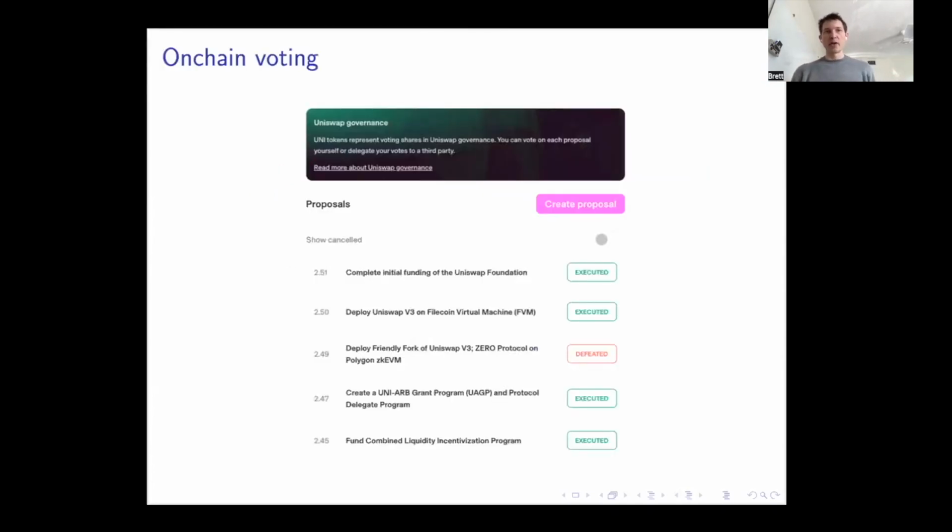So the kind of voting that I'm talking about here is voting for platform governance. Here's a screenshot of some recent Uniswap votes: should you deploy Uniswap version 3 on the Filecoin virtual machine, or things like this, right? So you can imagine these kind of yes/no votes that people are making.